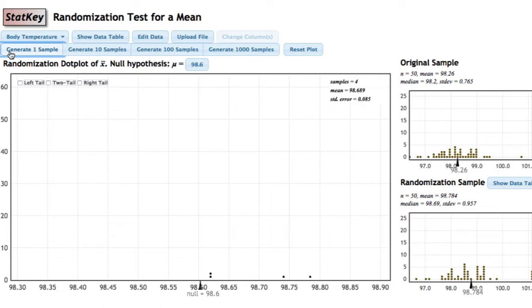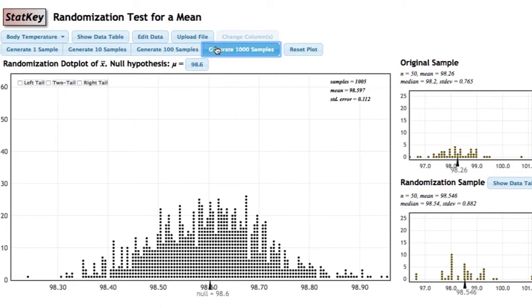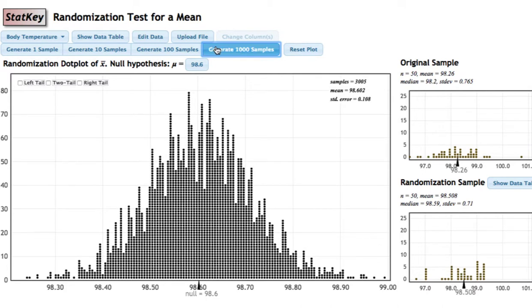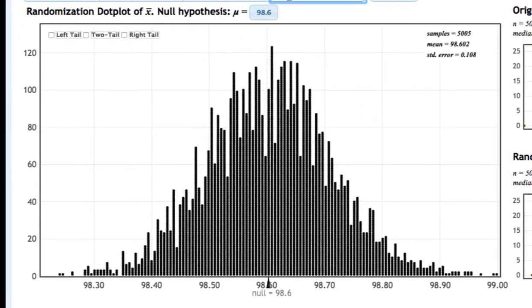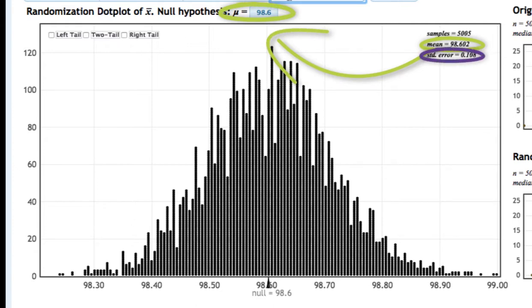To speed things up, let's take a few thousand randomization samples. As we take many samples, we can see that our randomization distribution has a mean that is approximately equal to the value in the null hypothesis. The standard error that you see here is the standard deviation of this distribution. Next, you'll see how this randomization distribution can be used to identify the p-value needed to conduct a hypothesis test.